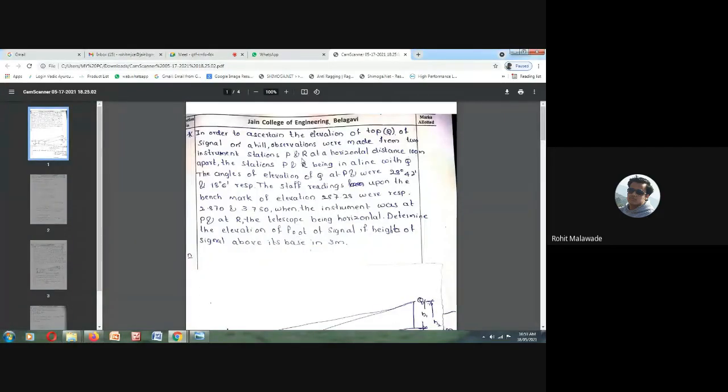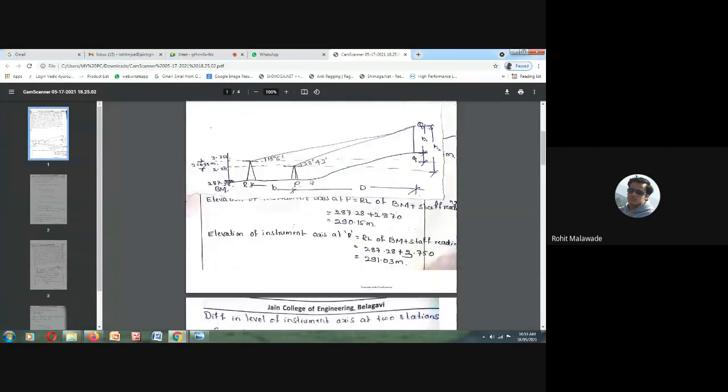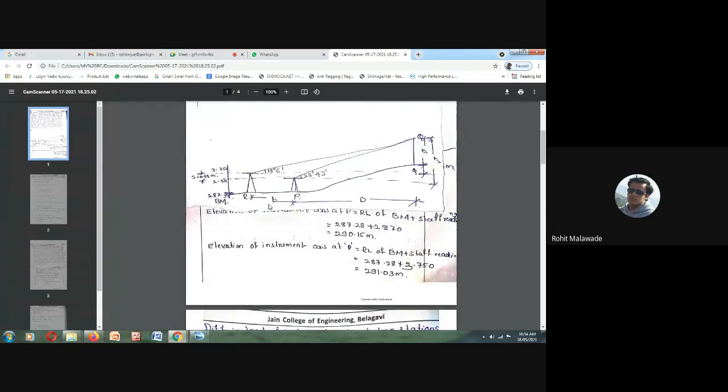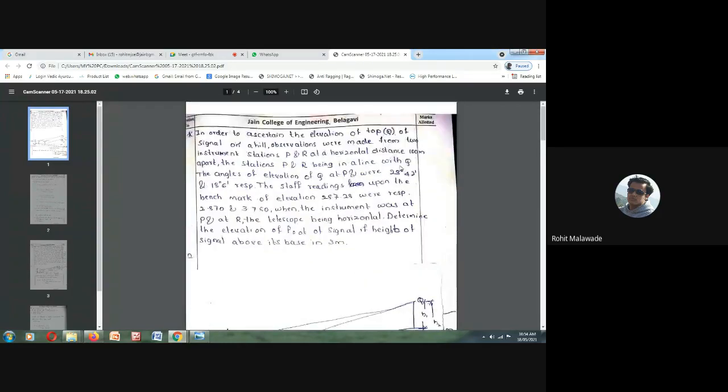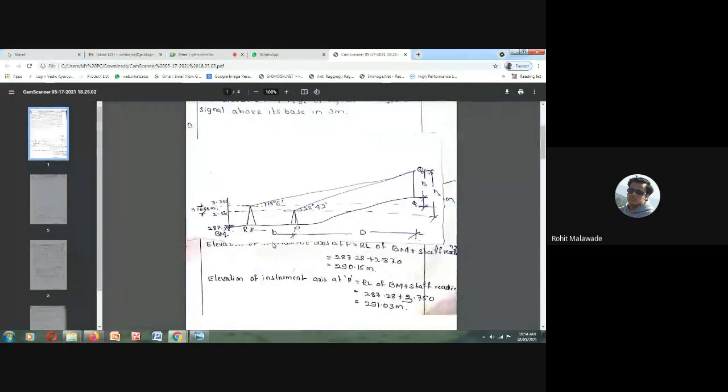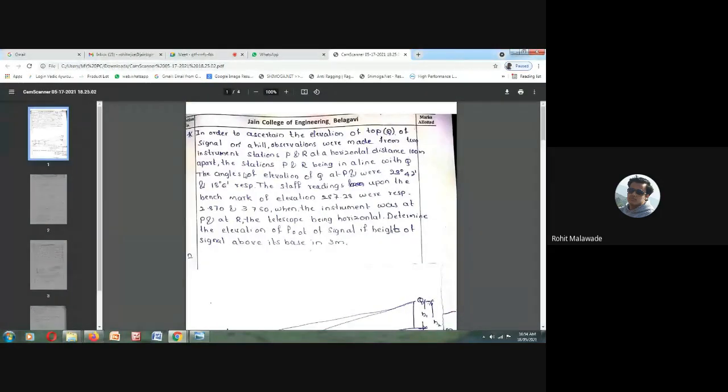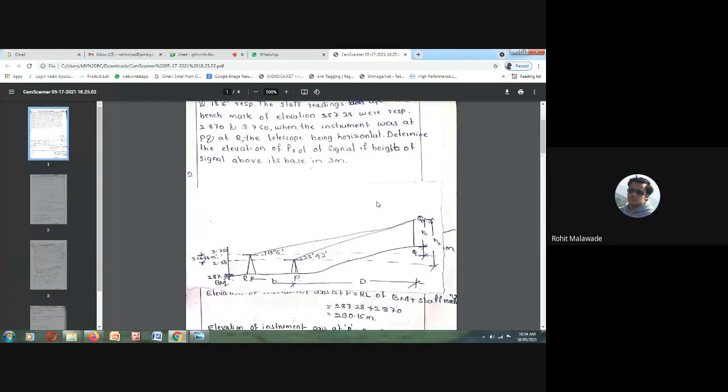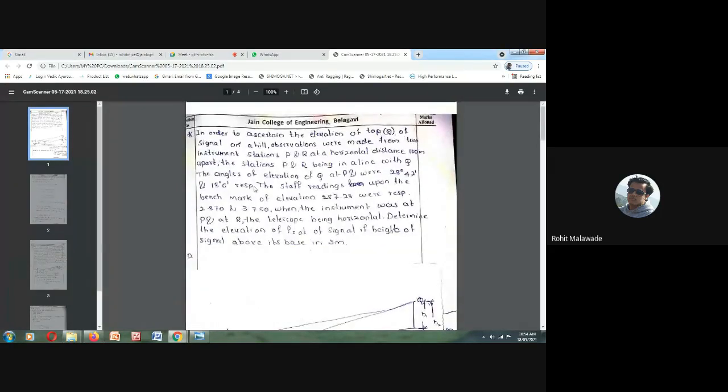The horizontal distance between P and R is 100 meters. I have not written it here, but the distance between P and R is 100 meters. The stations P and R are in line with Q.